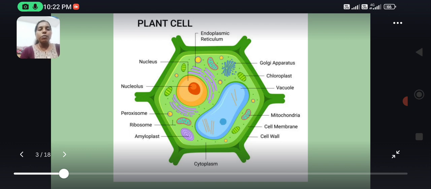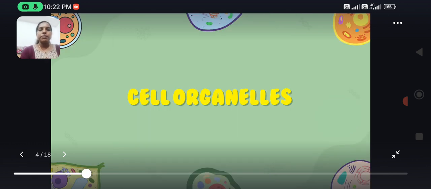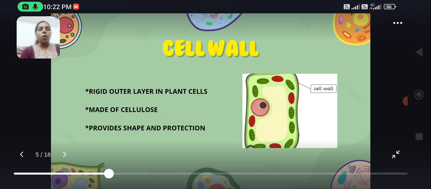So we are moving on to discuss more about the cell organelles. Are you ready? Cell organelles. So what are cell organelles? Cell organelles are many small structures present inside the cell. They are also known as mini organs. Now we will also discuss the plant cell structure.